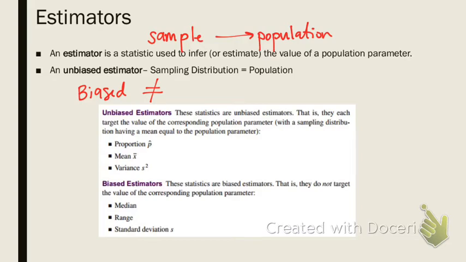So proportion, mean, and variance will always be unbiased if you gather any of those 3 sets of data. Median, range, and standard deviation are biased. So I'm not going to ask you to do anything with these other than knowing that unbiased is proportion, mean, variance, and biased is median, range, standard deviation. So you need to know which is which. But I'm only going to ask you to calculate mean and proportion. And we're going to do those together.